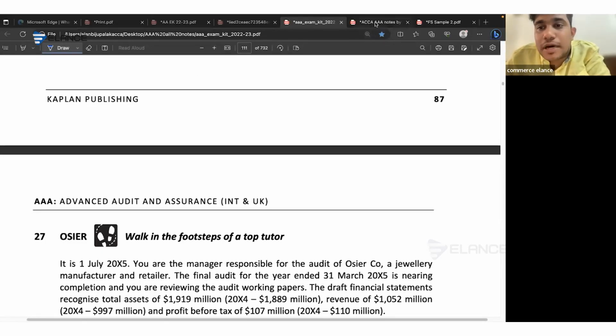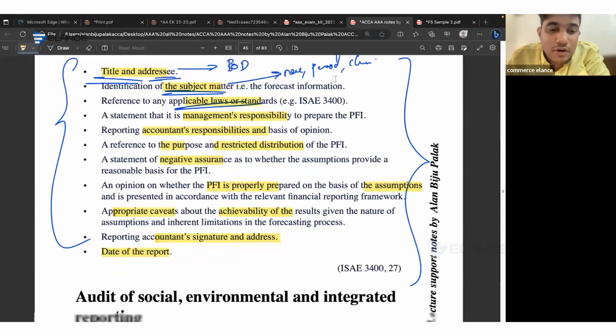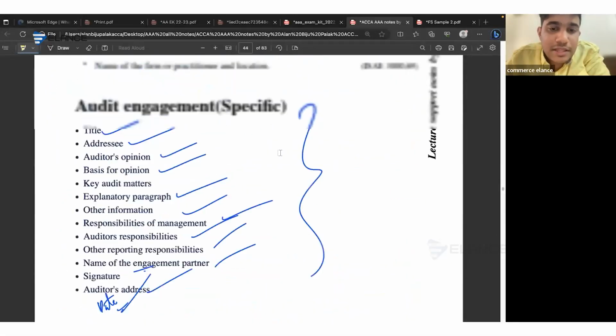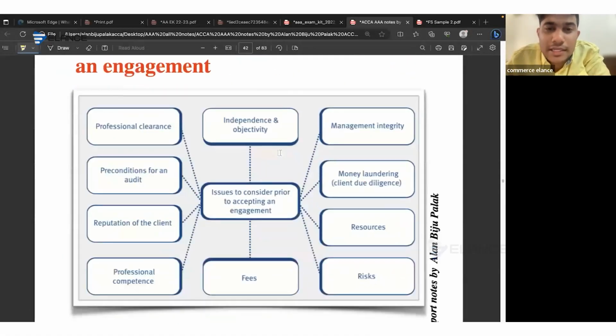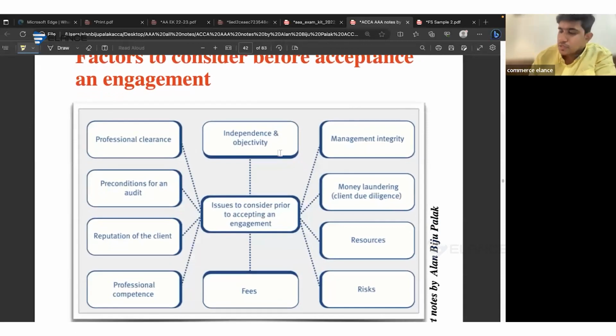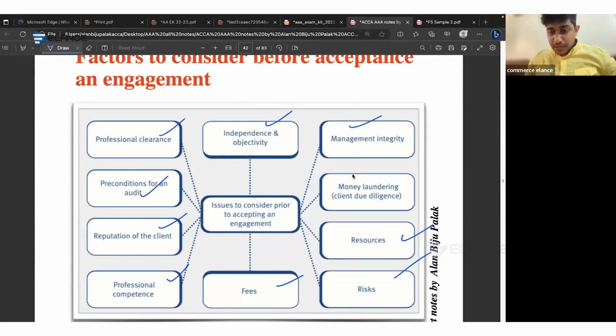So when it comes to matters to be considered before accepting an audit engagement, these are the factors which we need to consider before accepting an engagement. So there will be the resources, then something in relation to the risk, fees, professional competence, reputation of the client, preconditions for an audit, professional clearance, independence and objectivity, management integrity, money laundering, and all these factors. So the examiner will give you a scenario.